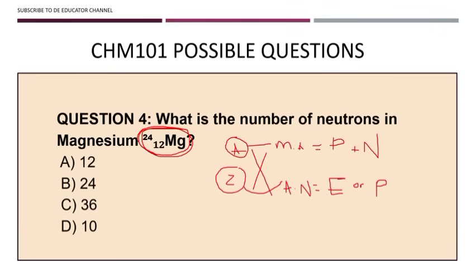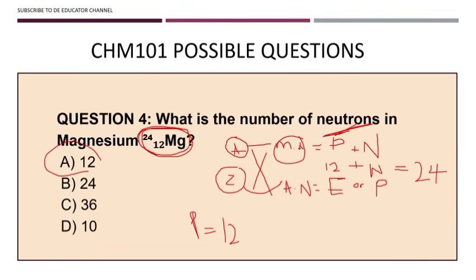Now, if the atomic number is P, which means that Z is P. So P is equal to 12. Our P, that's proton, is equal to 12. Now remember, we're looking for neutron. The mass number is proton plus neutron, which means mass number is 12 plus N. What's the mass number here? Mass number is 24, right? So by the time you do the subtraction, 24 minus 12 will give you 12. So our correct answer is A.